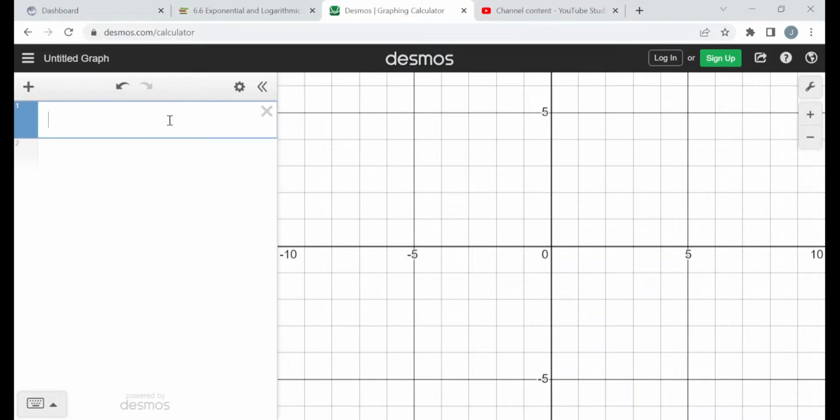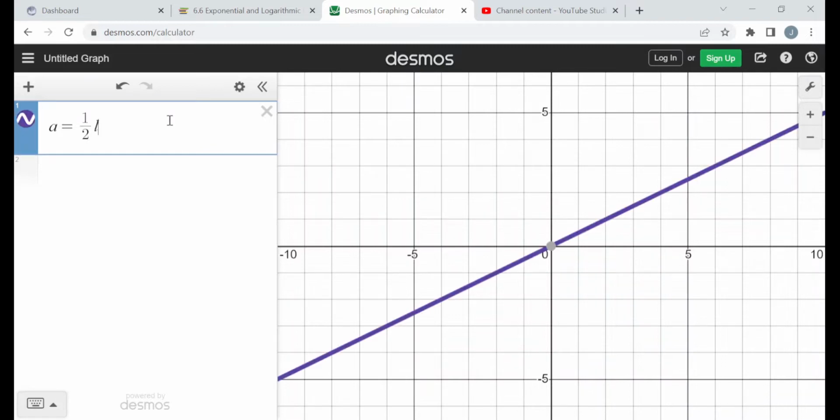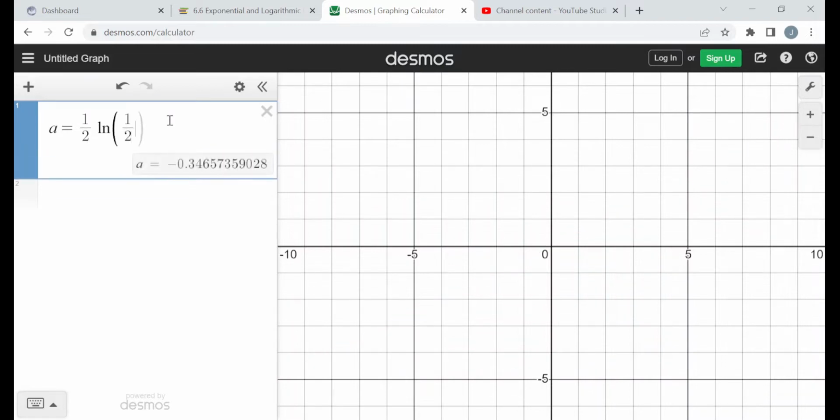Alright, so again, I'm going to call this just this number A, right, equals half of the natural log of a half. So negative 0.347. Approximately negative 0.347 is the solution.